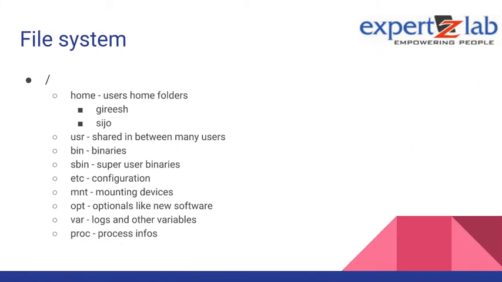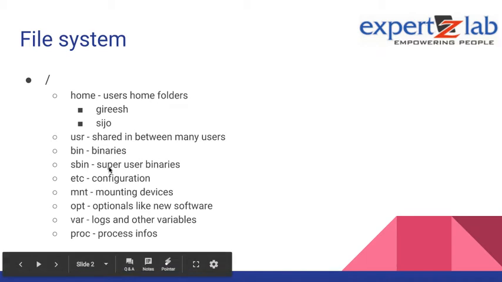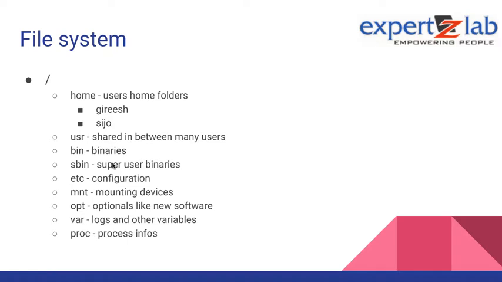Similarly, there are other folders as well, say usr, which is shared between many users, mostly user-related files which he wants to share with other users, like the libraries and commonly used files, which can be put in this particular location. And Linux uses so many commands, which are binaries stored in the bin folder. Super user related binaries, where you manage the file system, the users and their permissions, etc., are stored in the sbin folder.